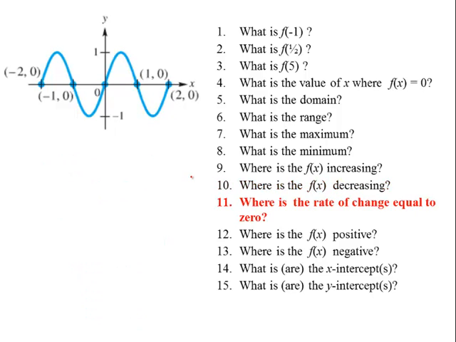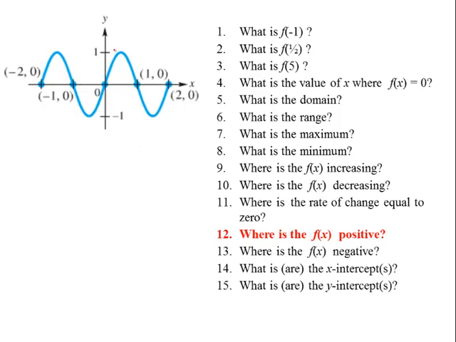Number 11, where is the rate of change equal to 0? That means where on this function is the slope equal to 0, and that's a horizontal part. There isn't one, so the answer to number 11 is there isn't a place on the graph where the rate of change is 0.